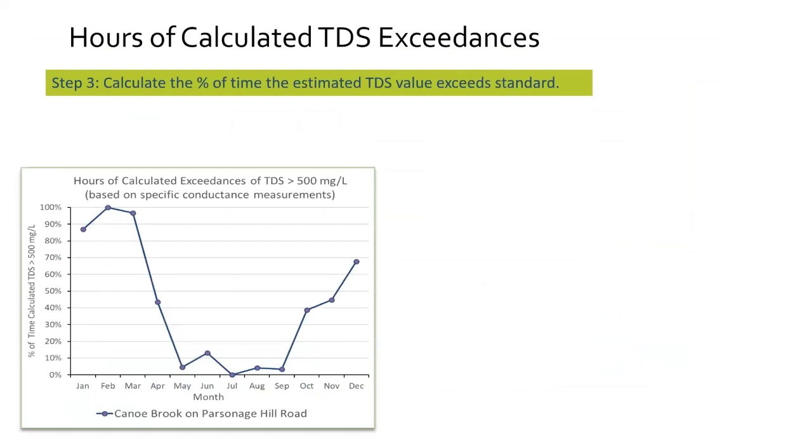So in step 3, we counted up the hours of the estimated exceedances shown in the previous graph. For the month of February, the TDS standard was exceeded 100% of the time, and the only month with 0 exceedances was July. And at this site, the exceedances climbed again in October and November, which could be due to residual salt being concentrated during low flow, or possibly another source of specific conductance like a discharge, fertilizers, or water softeners.